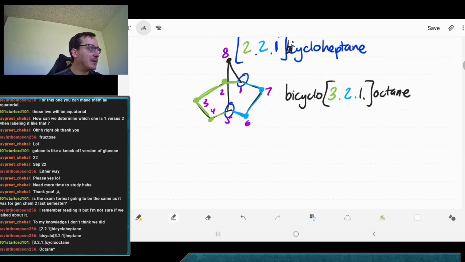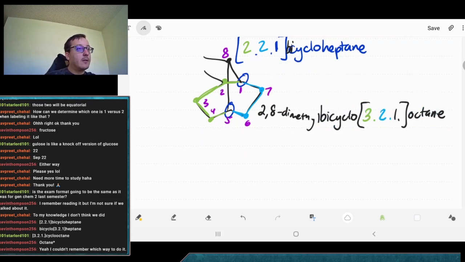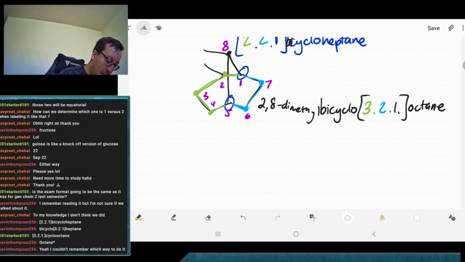If we want to put substituents on there, we would say 2,8-dimethylbicyclo[3.2.1]octane. Ta-da. Yes, ideally you'll put the numbers in the middle. That is the preferred method for IUPAC. IUPAC sucks, but we must learn it that way. So we'll be consistent. We'll be good with our IUPAC nomenclature. So that's going to be the way we do it.